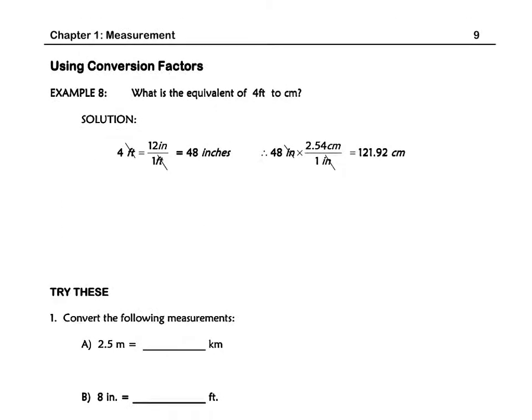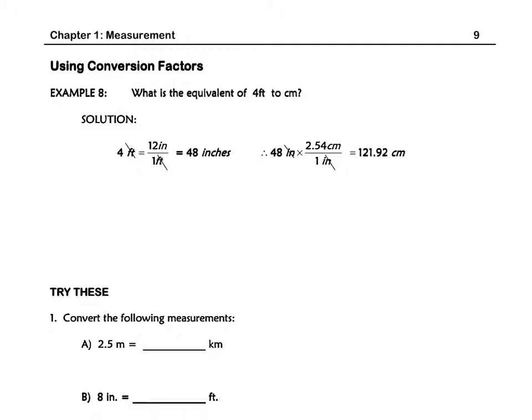Okay, the next section here is using conversion factors. Again, it's just an example. It says, what's the equivalent of 4 feet to centimeters? We know that in the imperial to metric measures, inches correspond to centimeters, not feet. We don't have one for feet to centimeters. So the best thing to do first would be to convert feet to inches. So the conversion factor for feet to inches would be 4 feet.